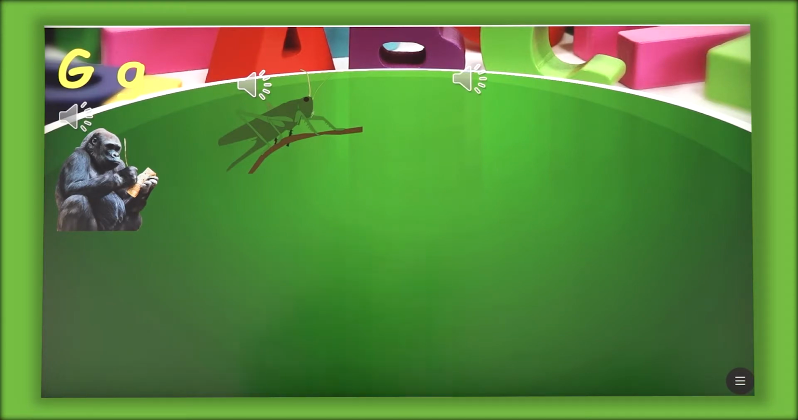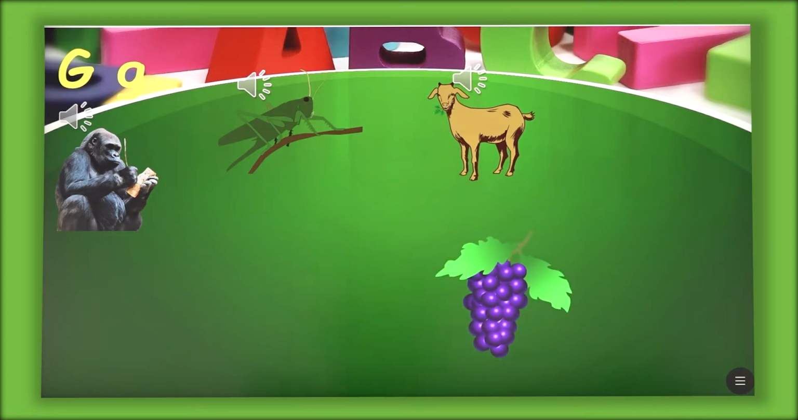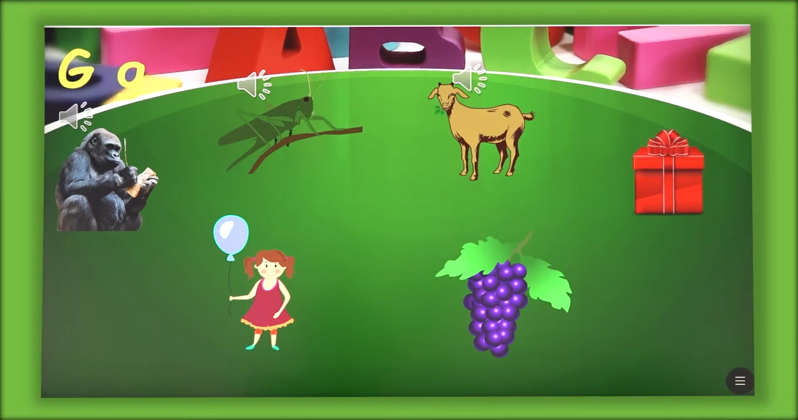Now we're going to listen something else. Do you know what sound it is? I guess you do. So, it's a goat. Now we have some different words. We have a bunch of grapes, a girl, and a gift. All these words are with letter G. Let's say them together. Gorilla, grasshopper, goat, gift, girl, and grapes. Now it's time to work with the book.